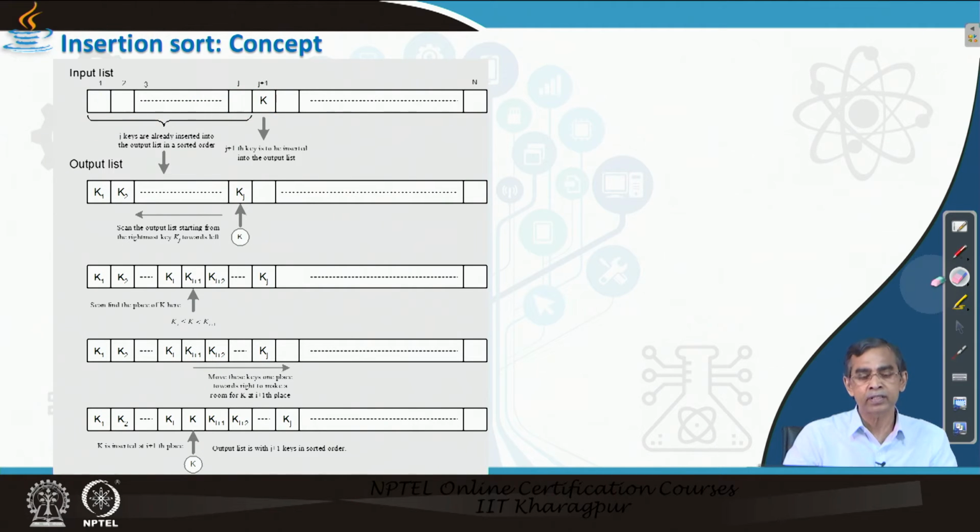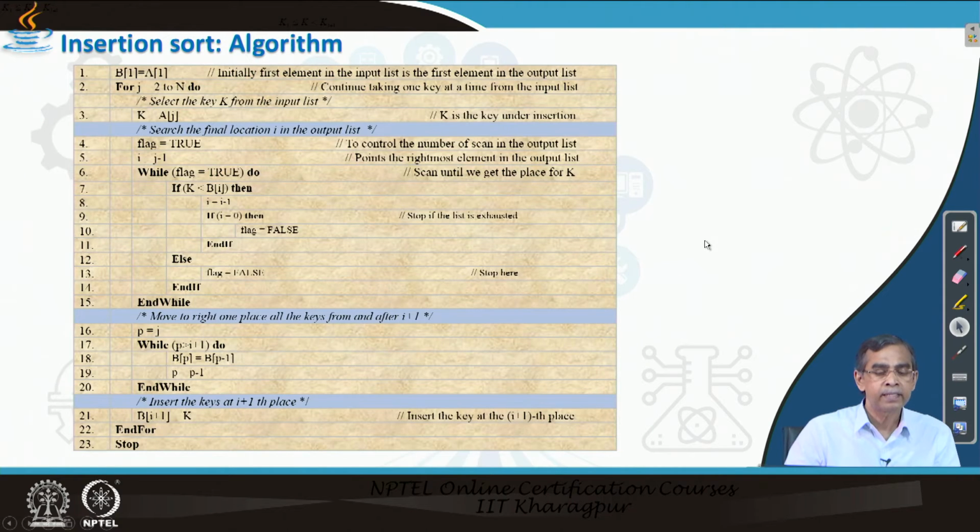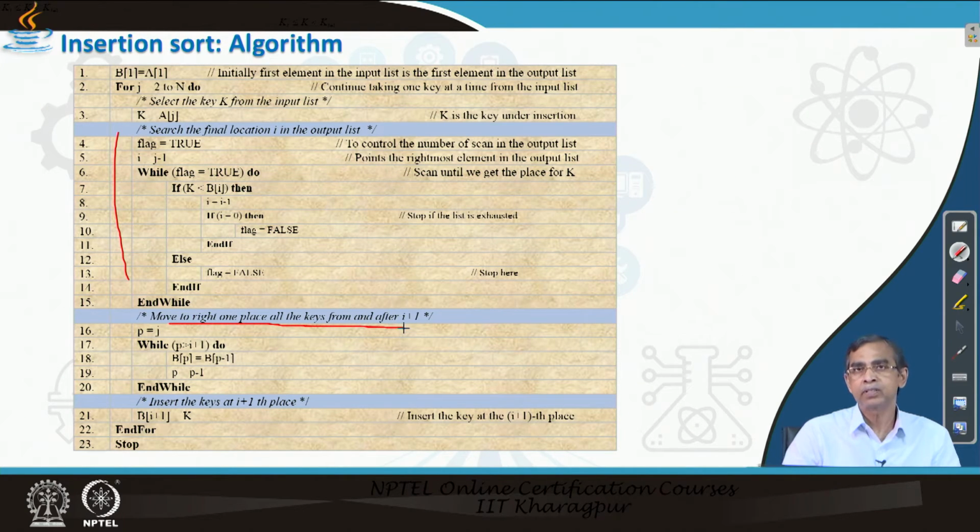We can understand this concept better if we illustrate it with an example, and here is the algorithm that you can think about. This algorithm consists of two parts. First of all, you have to find the position in which the element should be placed. This part is discussed here. Then move all the keys one place to the right, because you have to make room for the new element to be placed, and then you simply place the element there. So there are three steps, written in the form of an algorithm. You can follow this algorithm so that you can understand better.